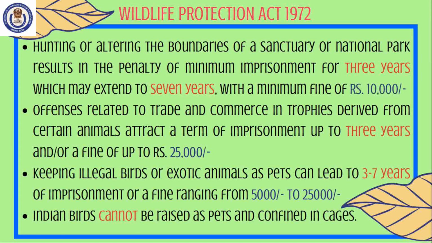As you can see, these are just some of the main rules that I've mentioned. Hunting or altering the boundaries of a sanctuary or national park results in the penalty of minimum imprisonment for 3 years, and this can also extend to 7 years. And there's a minimum fine of 10,000 rupees.